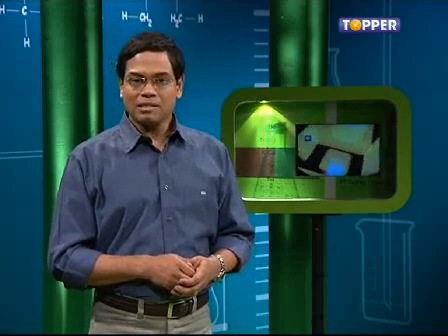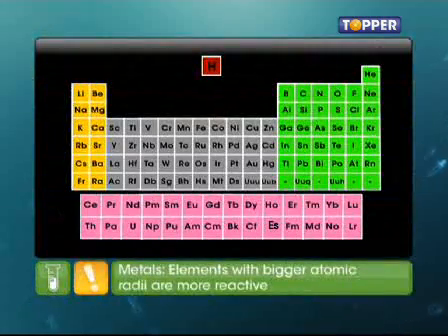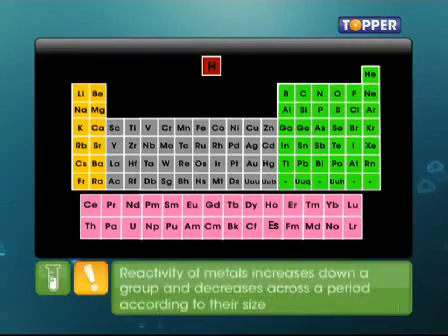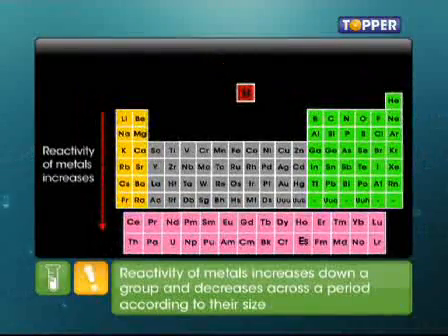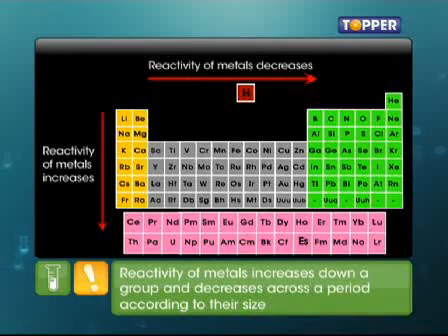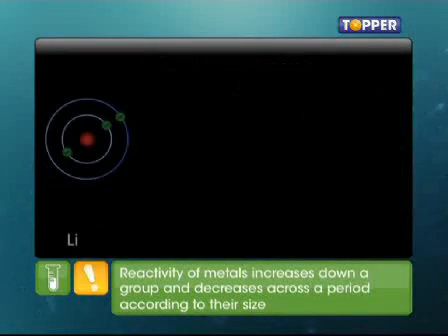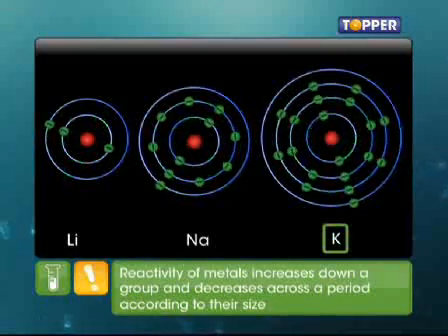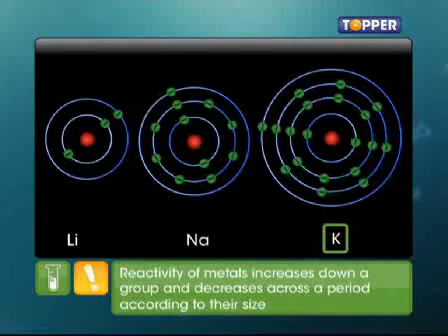As you are aware, metals always lose electrons, that is, they are oxidized. The reactivity of a metal is therefore determined by the ease with which it can lose electrons. And if you recollect, we have also learned that it is easy to remove electrons from large atoms. So, the reactivity of metals increases down a group and decreases across a period in accordance with their size. Of the 3 elements shown here, potassium is the most reactive element as it is the biggest in size.